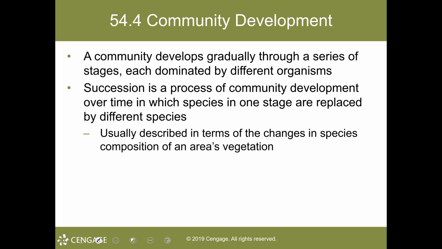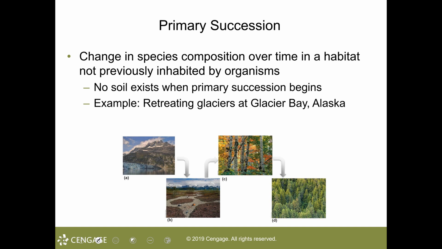So, of course, we're getting now to community development. As the community develops gradually through a series of steps, it is dominated each time by different species. So this is getting into what is known as succession. And that is the process, I repeat, succession is the process of community development over time in which species in one stage are replaced by different species. So to get to community development and succession, there are two types. They are primary succession and secondary succession.